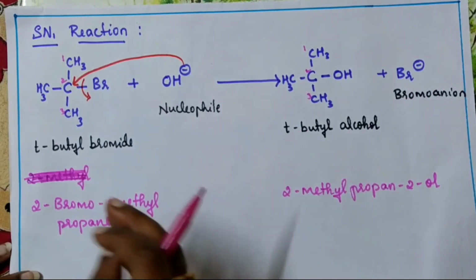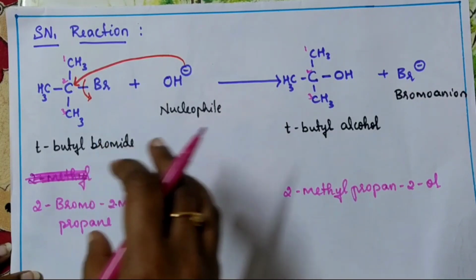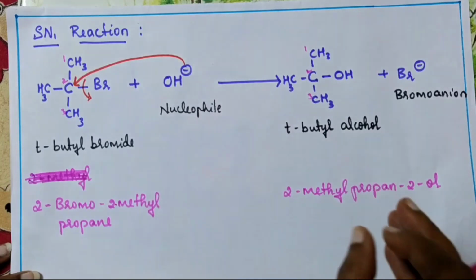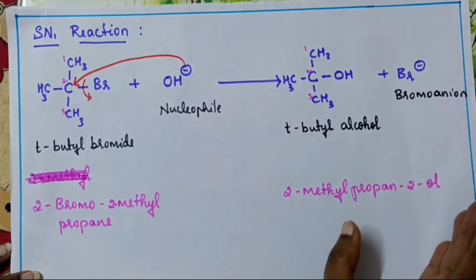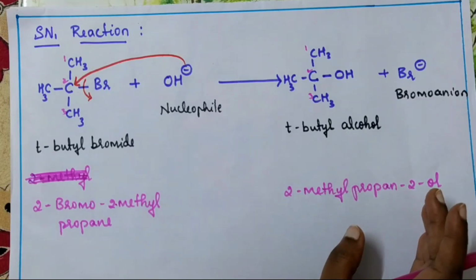So when you use an alkyl halide and it undergoes an SN1 reaction, you are going to get the respective alcohol as the product. Understood this? Now let us see how to write the mechanism for this reaction.